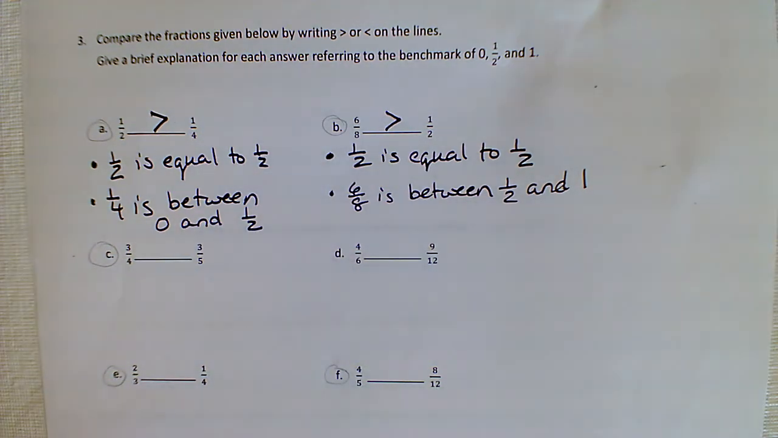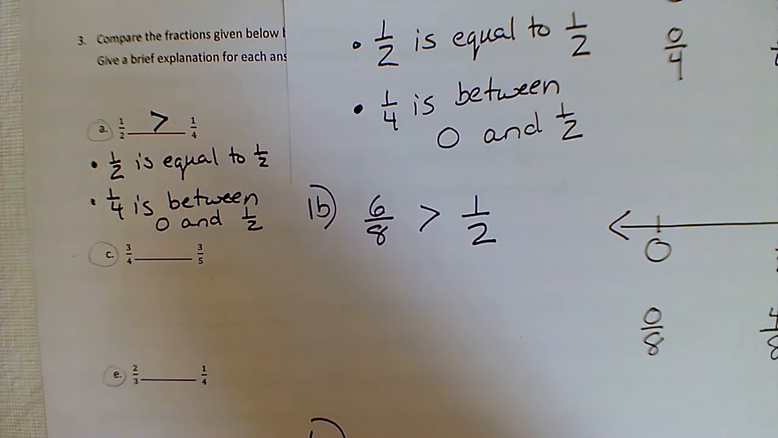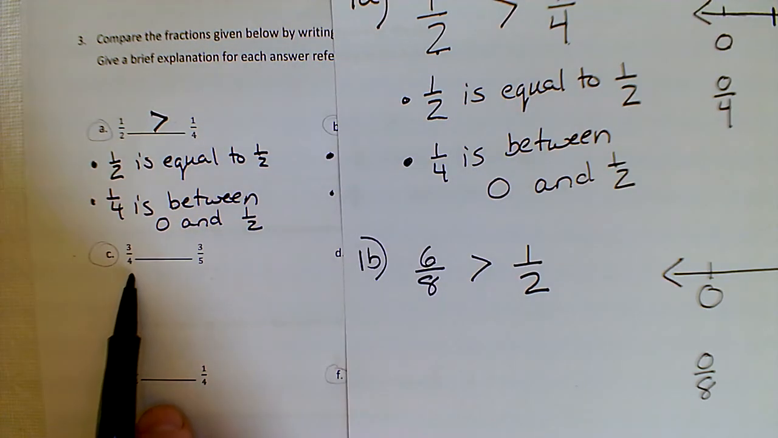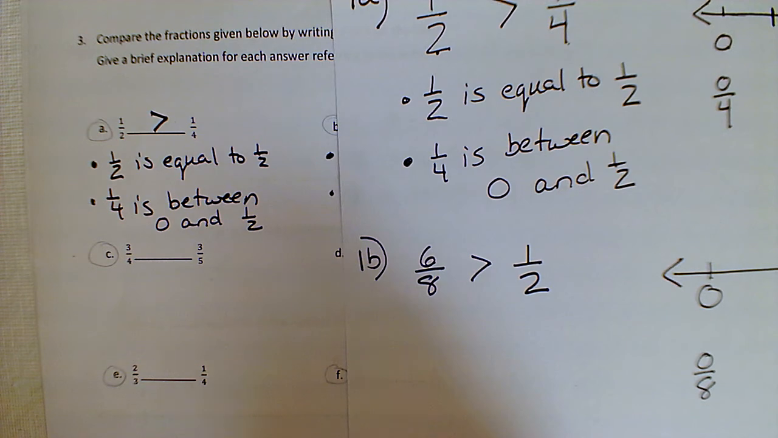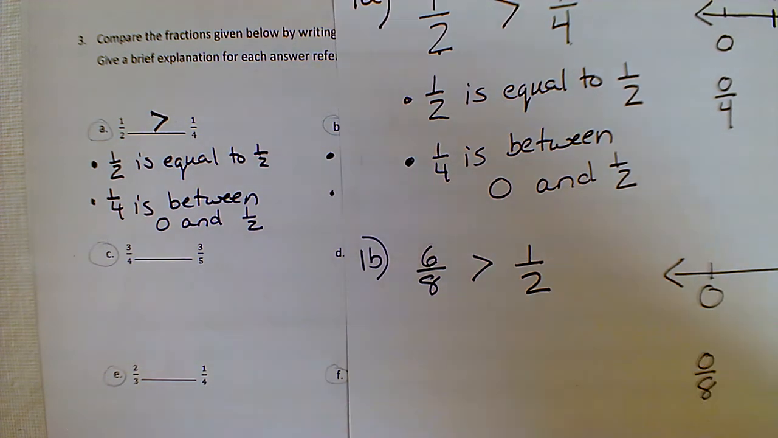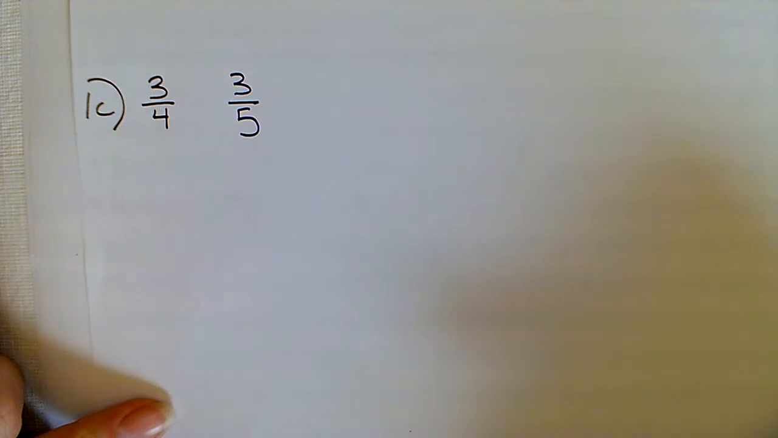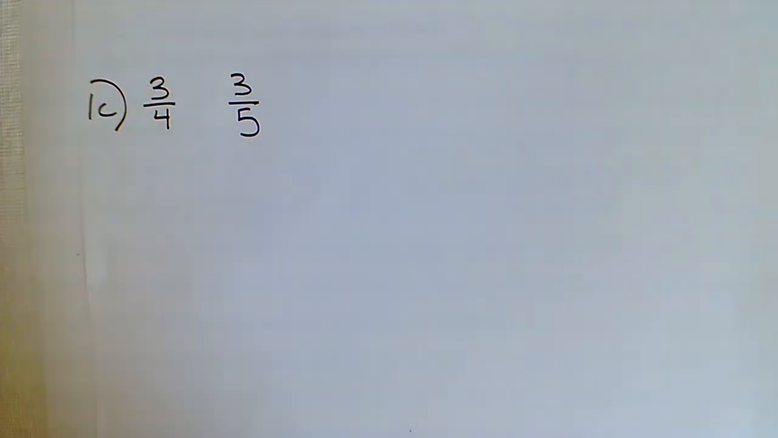All right, let's take a look at problem 1C. So I'm going to jot that down for us. So in problem 1C, we are comparing 3/4 and 3/5. Now again, I know I said this earlier, when your numerator is the same, you can actually just look at your denominators and think which is bigger and which is smaller.